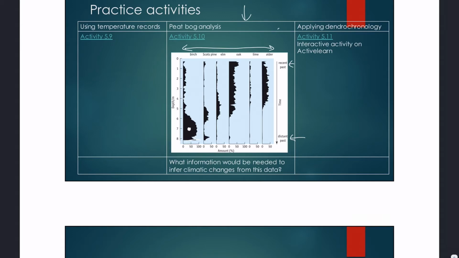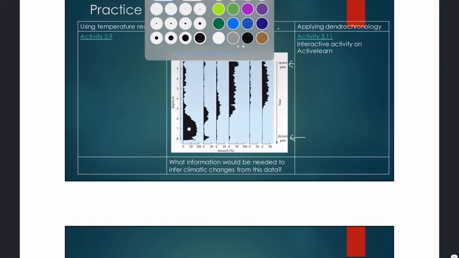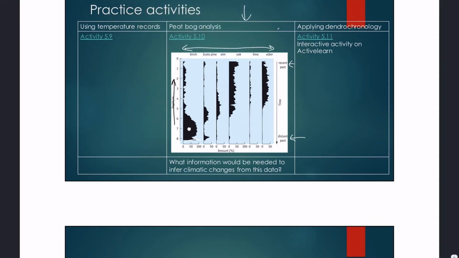As we move this way through the depth, going towards the more recent past, we see that the amount of pollen from birch went down, and the abundance of pollen from oak and alder increased. So whatever the conditions are that oak and alder prefer, they are the conditions that are found in the more recent past. That's how we would analyze this.